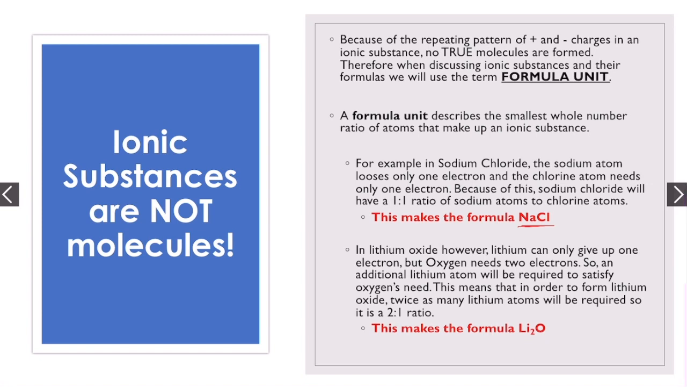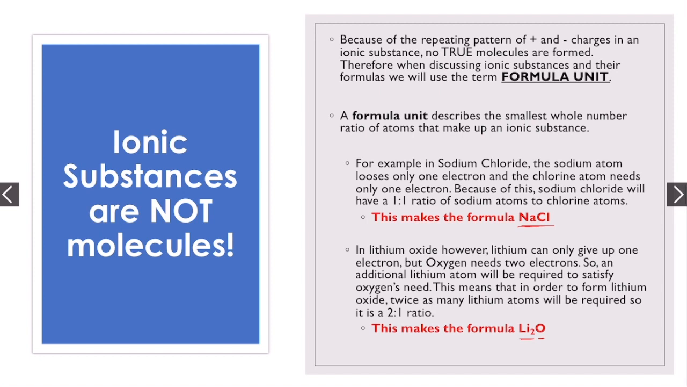But in other compounds, in lithium oxide, for example, lithium can only give up one electron. It's a group 1 element. But oxygen, it needs to gain 2 electrons, right? Because it's only got 6 valence electrons. It needs to have 8. And so in order for that to happen, it has to pull in 2 electrons. And so 2 lithium atoms are going to be required to satisfy the need for oxygen to have those 2 electrons. And so these are going to combine in a 2-to-1 ratio. So where we've got 2 lithium atoms for every 1 oxygen atom.